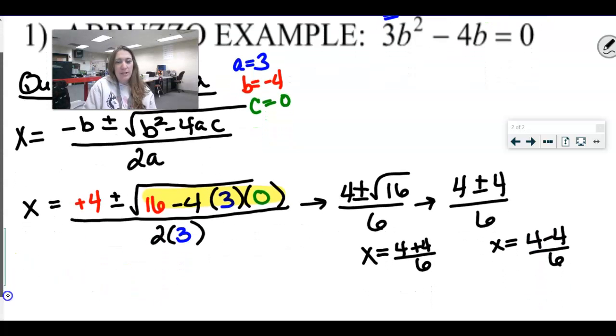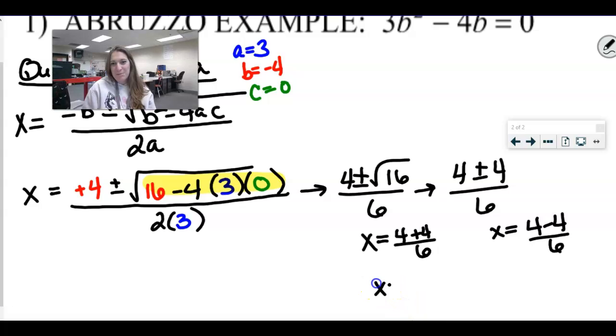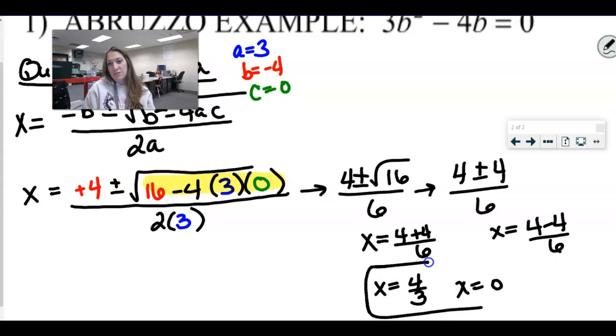I'm really running out of room now. All right, here we go. So this one simplifies to 8 over 6, which if I entered that on my calculator or just simplified it, that would be 4/3. And then over here, 4 minus 4 is 0, and 0 divided by 6 is still 0. So I'm getting 2 rational solutions, 4/3 and 0.